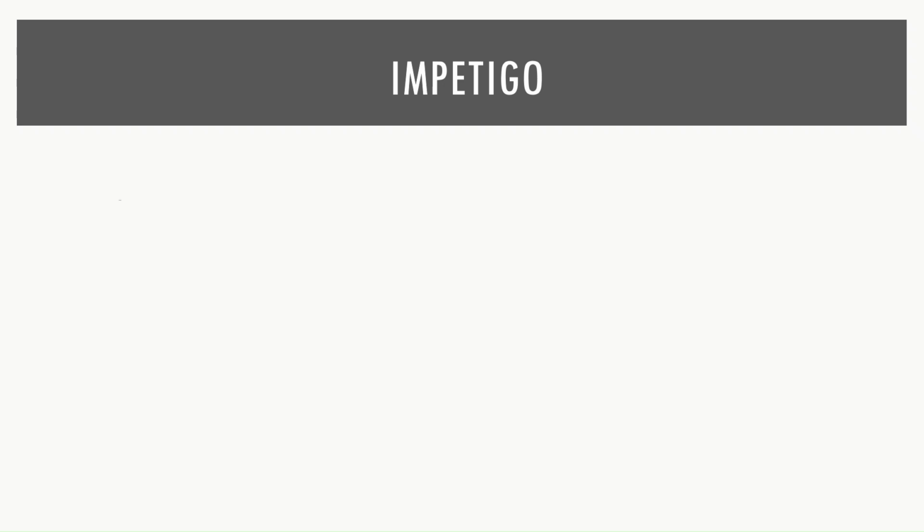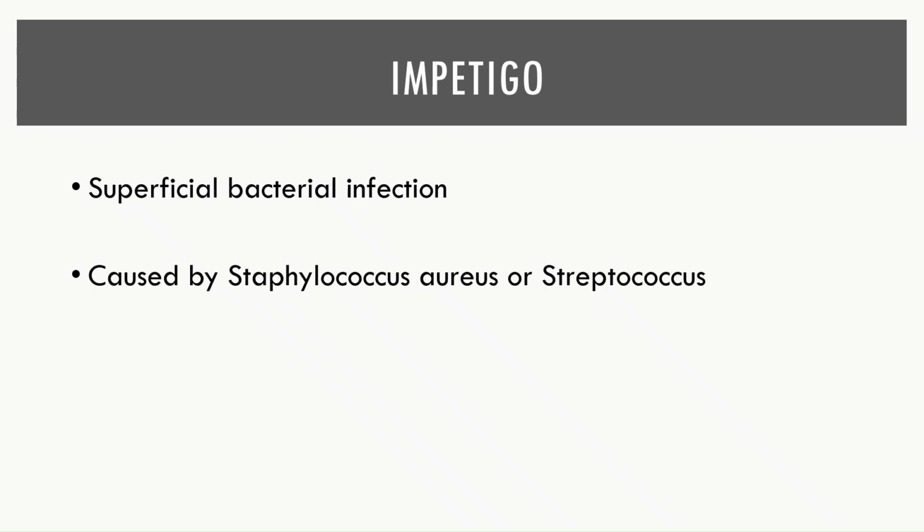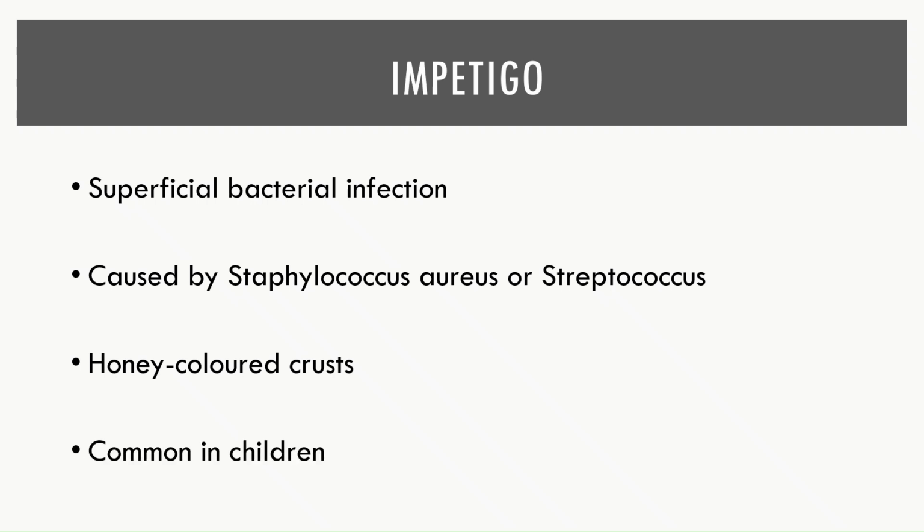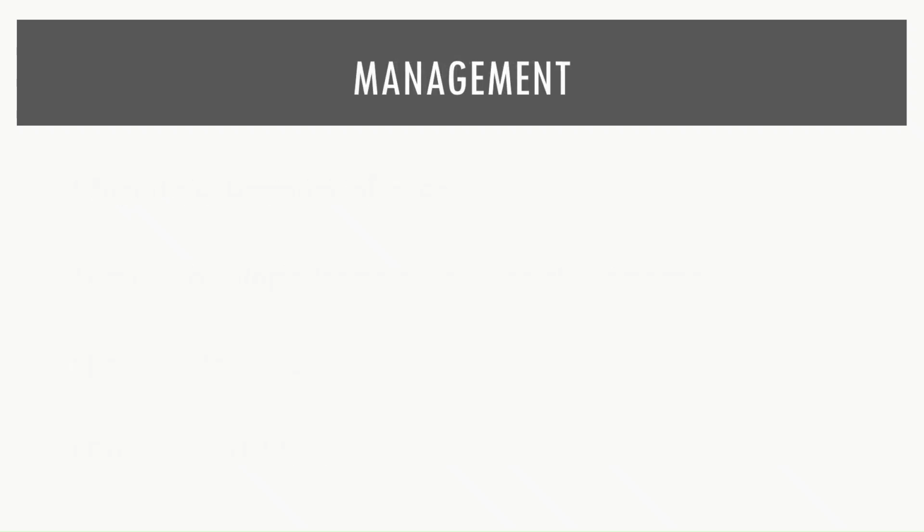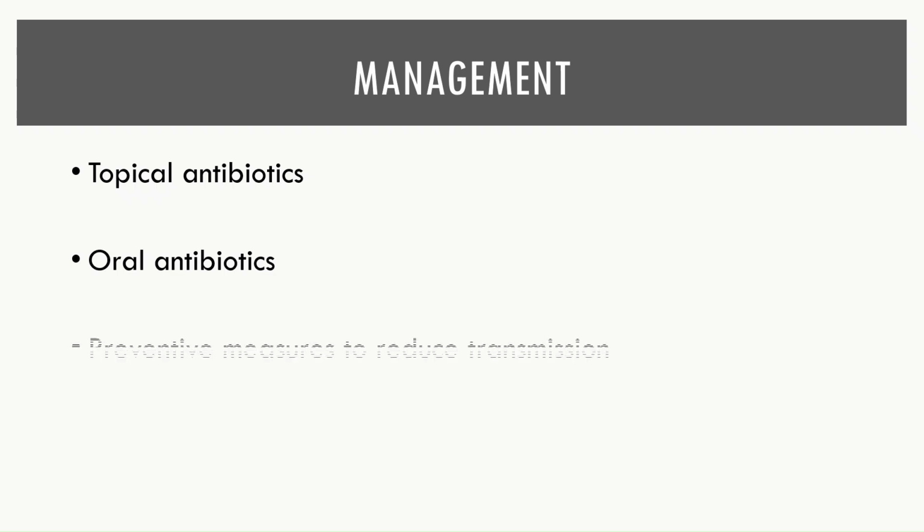Impetigo is a superficial bacterial infection caused by Staphylococcus aureus or Streptococcus. It is characterized by golden yellow crust. It commonly affects children and is highly contagious. Treatment is with topical and sometimes oral antibiotics like beta-lactamase resistant antibiotics, and preventive measures to reduce transmission, as the condition is highly contagious.